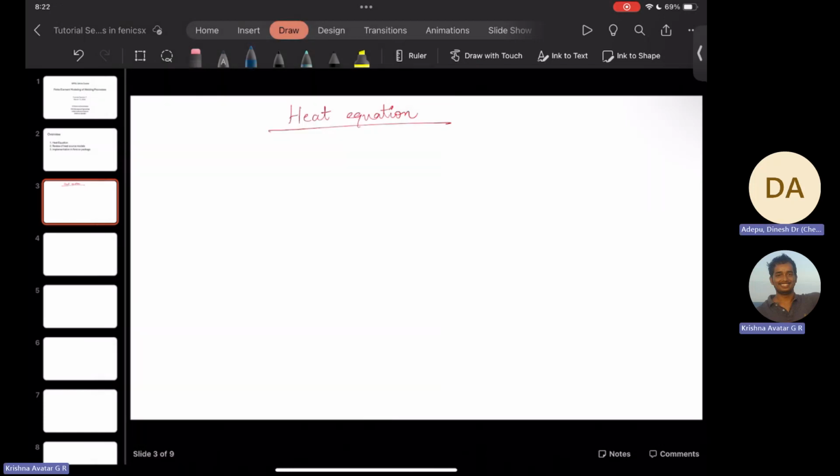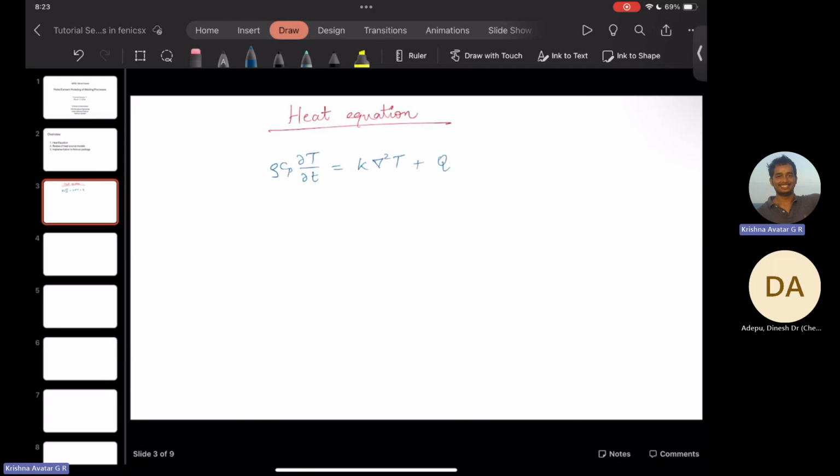Fundamentally, the way we define heat modeling is rho Cp del T by del t is equal to kappa Laplacian of T plus some source Q. Here rho is equal to the density of the medium, Cp is the specific heat at constant pressure, and T is the dependent variable, which is nothing but the temperature field.